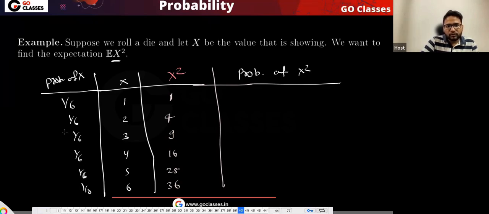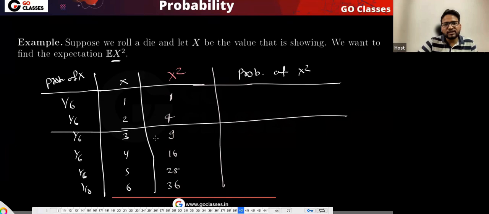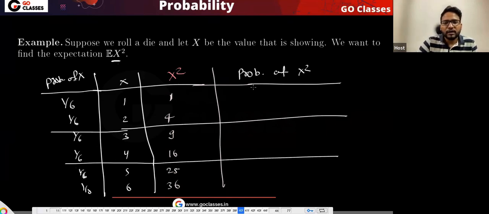So this is the same probability that x square being some value. x square being 1, the probability is 1 by 6 only. Here also 1 by 6. Here also 1 by 6. Here also 1 by 6. Reason being is that x square will be 1 only when x is 1, and x will be 1 with the probability 1 by 6. So that is why x square probability is also 1 by 6. x square will be 4 only when x is 2, and the probability that x is 2 is 1 by 6. That is why x square being 4 is also 1 by 6, like that.